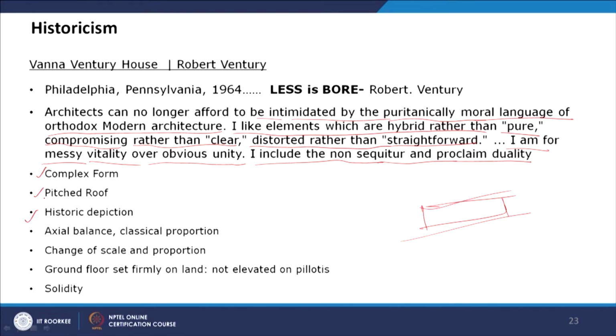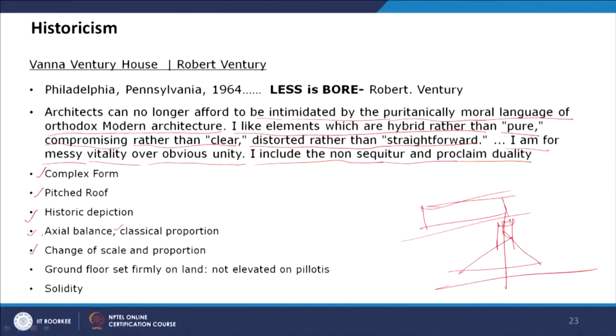Then historic depiction is there, and axial balance is added, which is classical, with classical proportion in his design. Volume is added, and in elevation the axial balance is there, and in the plan also there is axial balance. The change of scale and proportion is also mimicry of classical architecture, because classical architecture's proportion and scale is very different, and has to be of a monumental scale. It should not be of human scale, but this is a one-story building, and within a one-story building he is achieving this historic depiction.